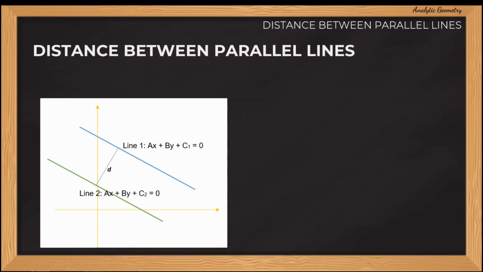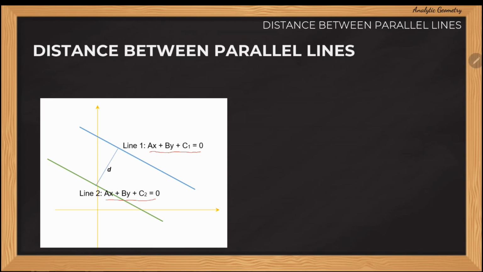So if we have two parallel lines, so we have the equation of the first line, which is ax plus by plus c1 equals to 0. And the equation of the second line, which is ax plus by plus c2 equals to 0, then makukuha natin yung distance nung dalawang line na yan.